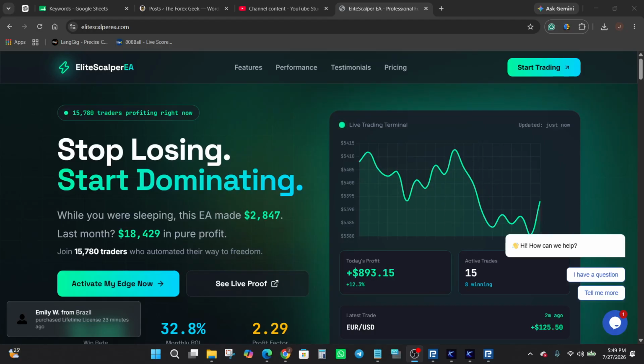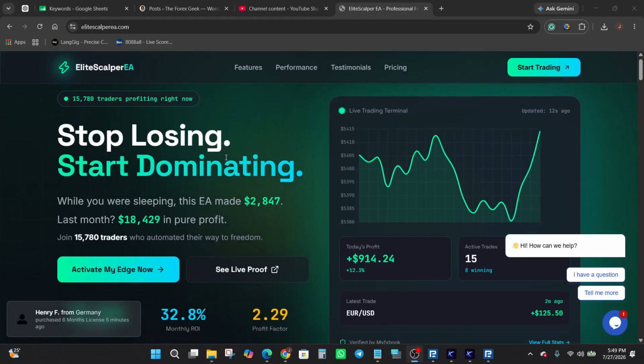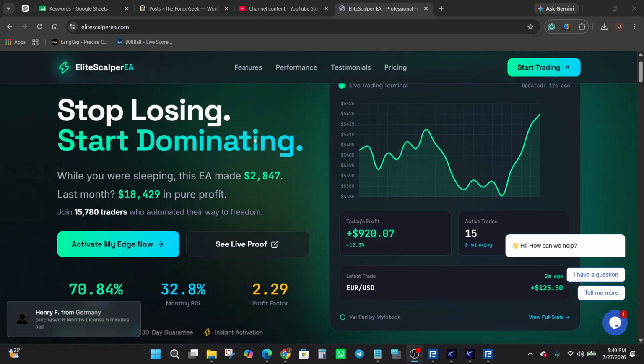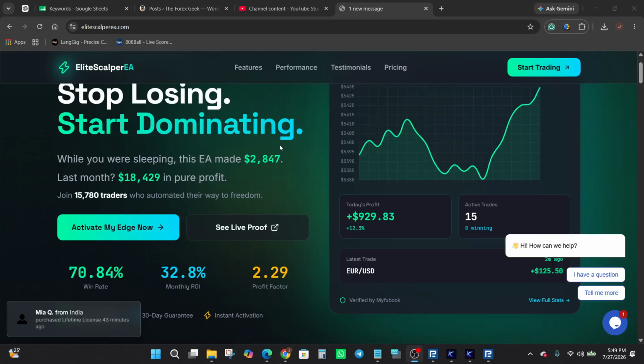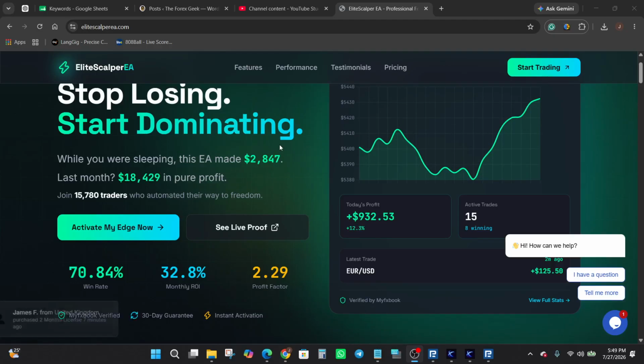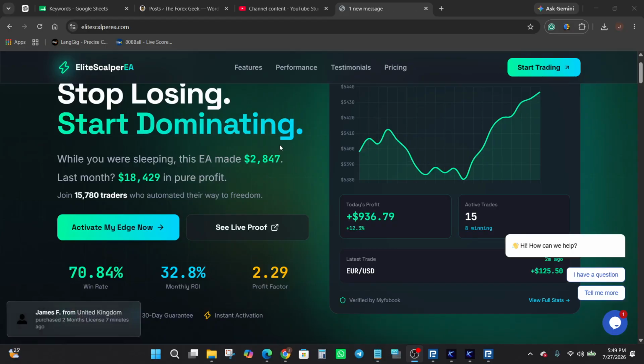Starting at the top of the website, the first thing I notice is that the page is heavily focused on performance and automation. It highlights the number of users, recent purchases, and several headline performance figures. While these numbers certainly grab attention, it is always worth remembering that marketing claims should be supported by transparent performance data before drawing any conclusions.